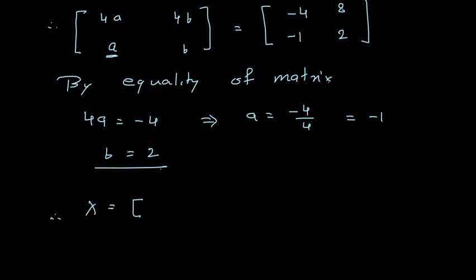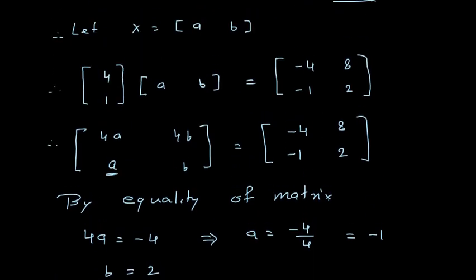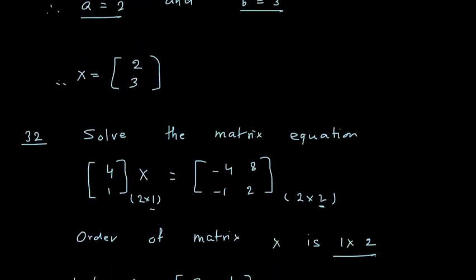So therefore matrix x, so therefore we have x is equals to here a, that is minus 1 2. This is our matrix x, right? Okay. Now fatafat let us move to question number 33.